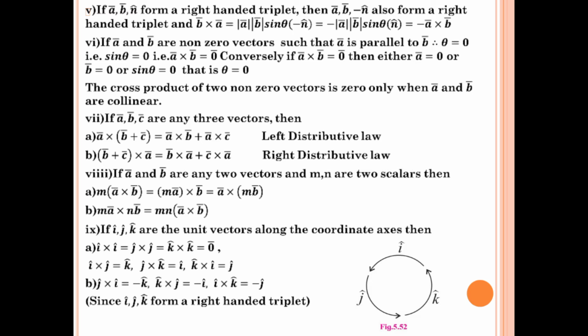If i, j, k are the unit vectors along the coordinate axes, then the cross product of the same unit vector is equal to 0. That is, i cross i is equal to 0, j cross j is equal to 0, and k cross k is equal to 0. Okay, now consider a circle i, j, k with the direction like this.